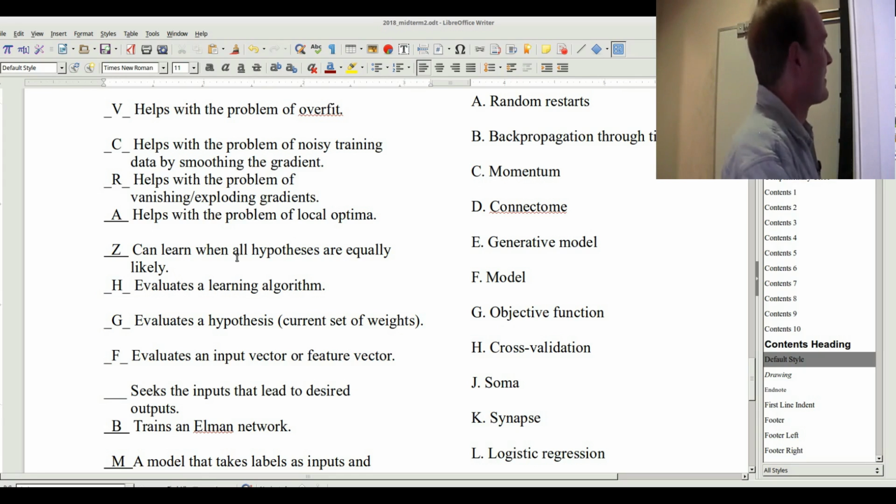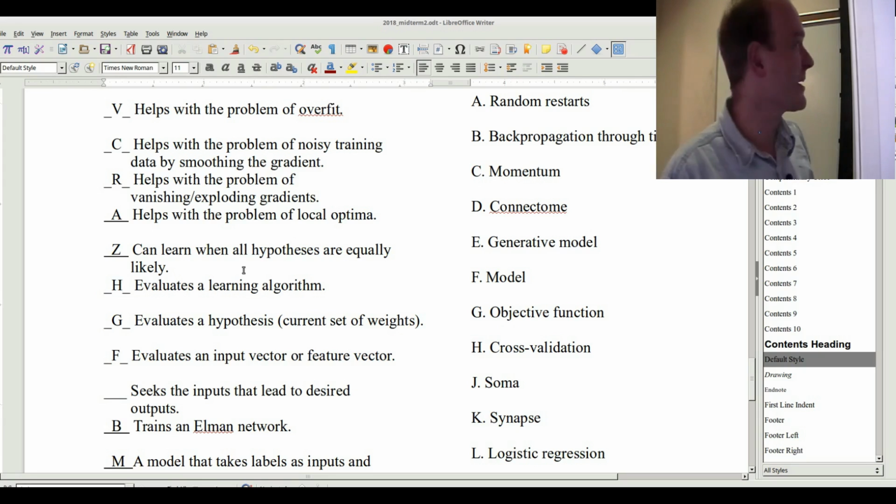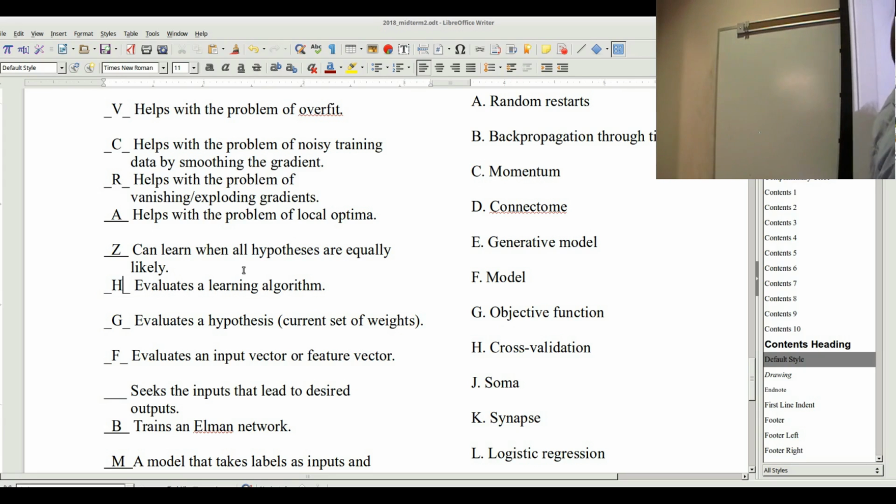I'm sorry. Let's talk this through really slowly. Do you see how cross-validation evaluates a learning algorithm? What's a learning algorithm? Like a neural net, right? It trains it and tests it in one pass. So a whole learning algorithm is done by cross-validation.